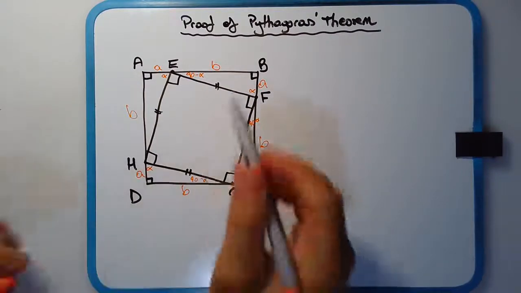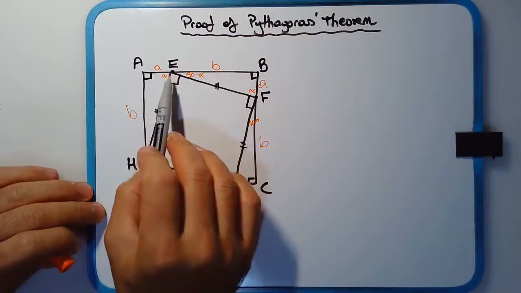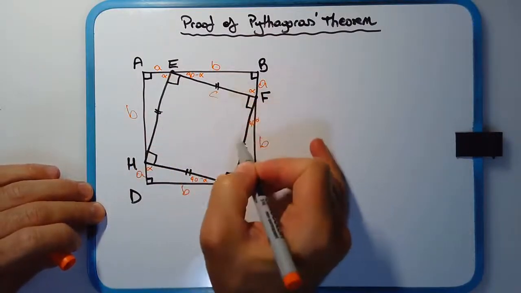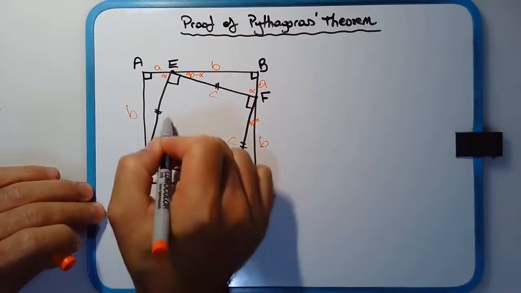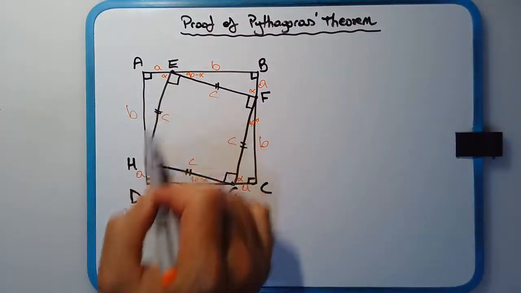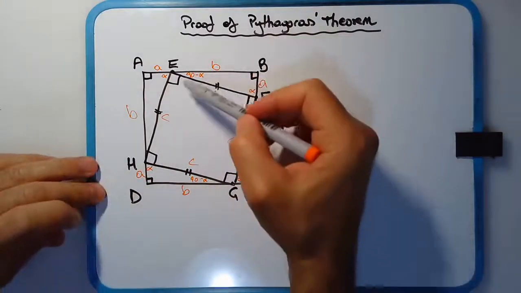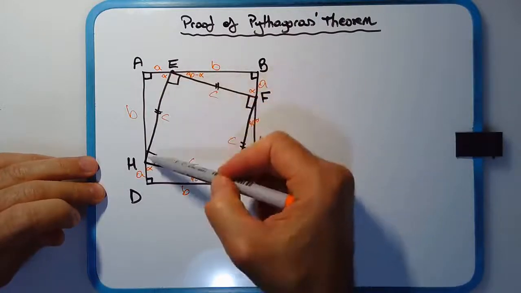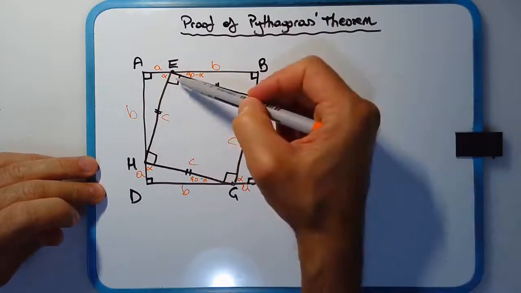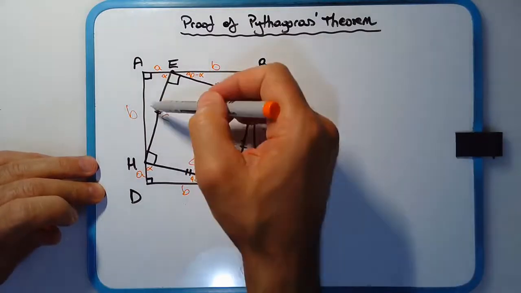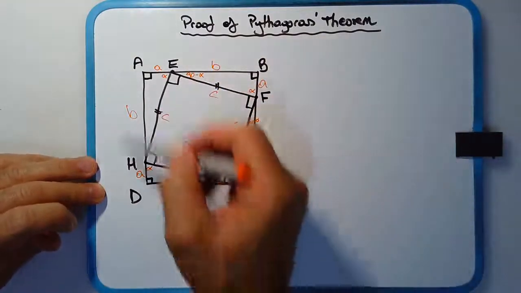And let's call the side of the smaller square c. So there's c, c, c, and c. So the area of the smaller square would be c squared, in fact. So if we add the area of the smaller square with the area of the four triangles, we should then get the area of the larger square.